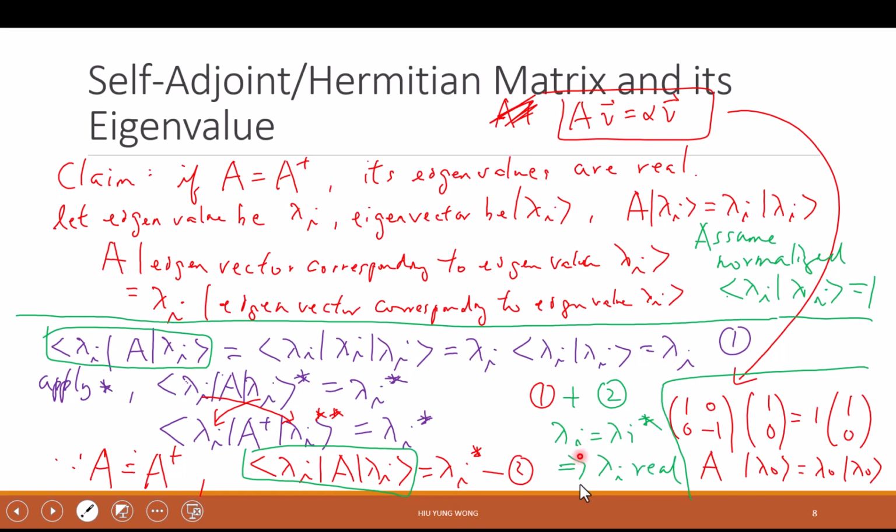Then it means what? Lambda I equals lambda I star. Something equal to its own complex conjugate, then that thing must be real. That's what I want to say.